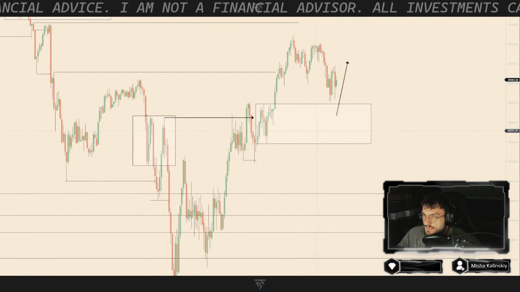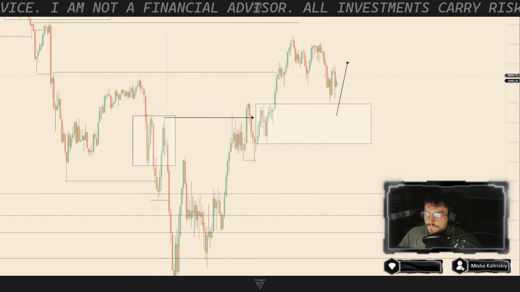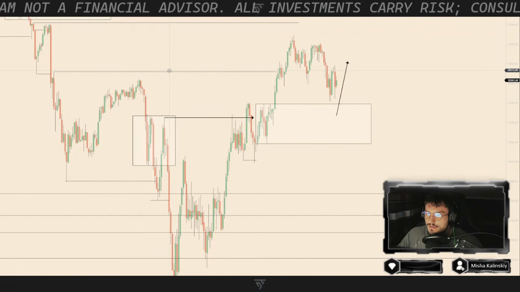I'm expecting a bounce from this zone. This is an SNDR for the break of this high.